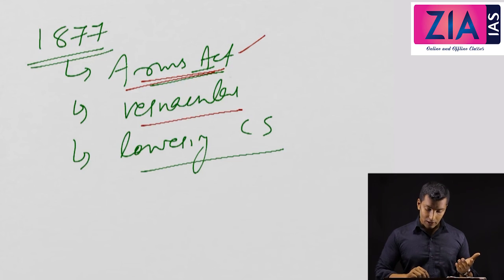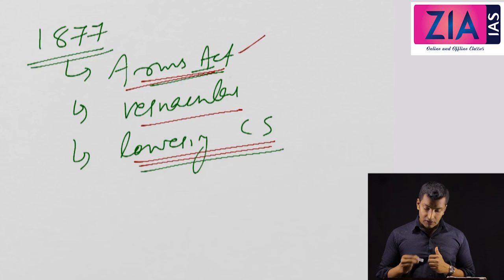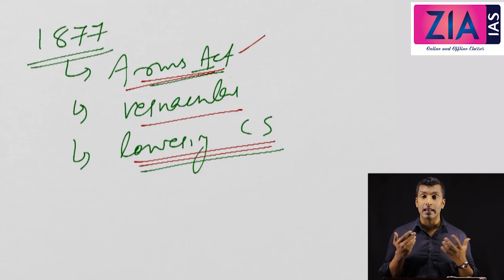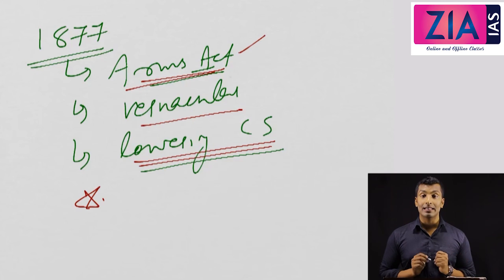Now if you look at the Vernacular Press Act also, this is also going to affect the nationalists. Lowering the age of civil service, they opposed, because this is again going to affect them. Similarly, universities, when this act was passed, this is also going to affect the middle class. So they strongly opposed this, right?